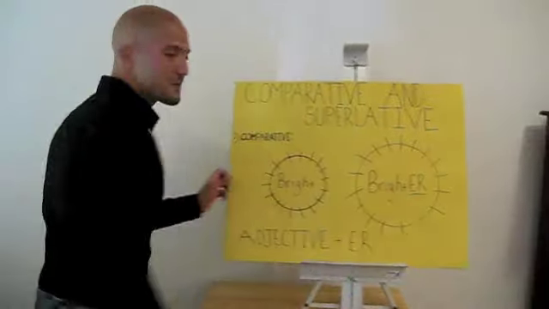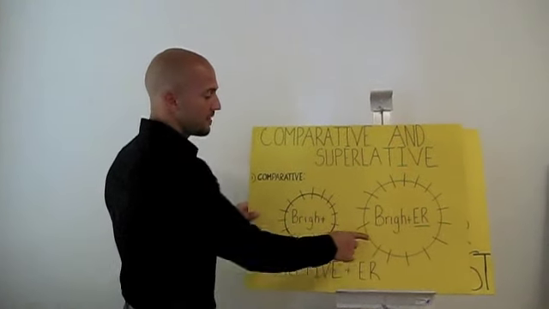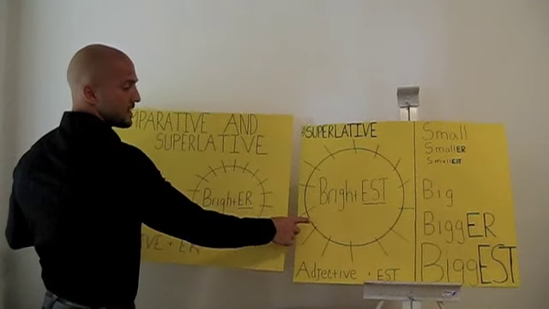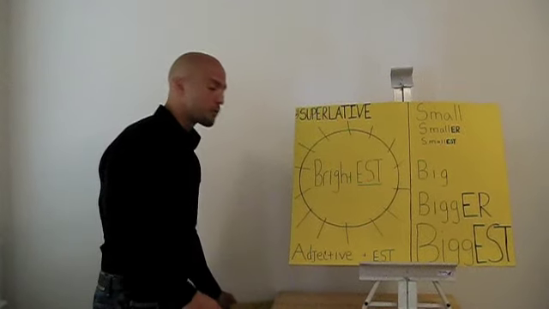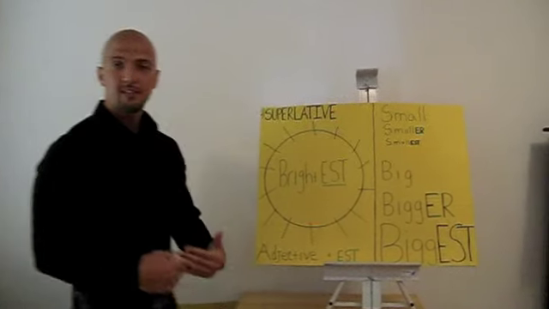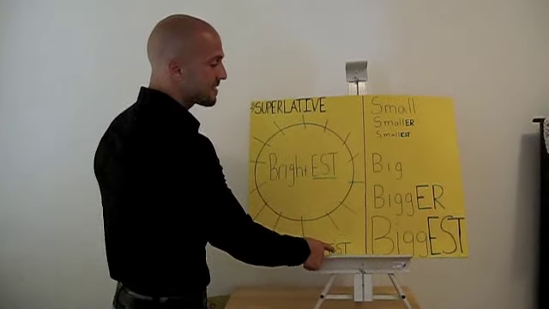Now let's move on to the superlative. This sun is bright. This sun is brighter. But this one is brightest. Can you say that with me? Brightest. So bright, brighter, brightest. To express the superlative, we take the adjective and add EST.